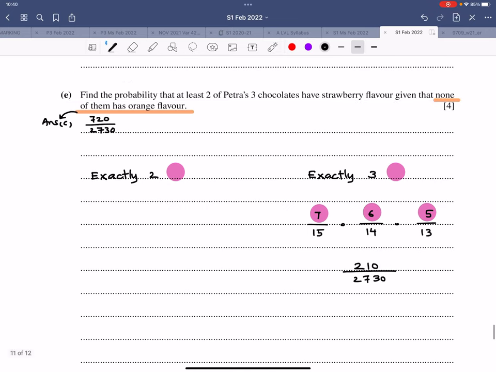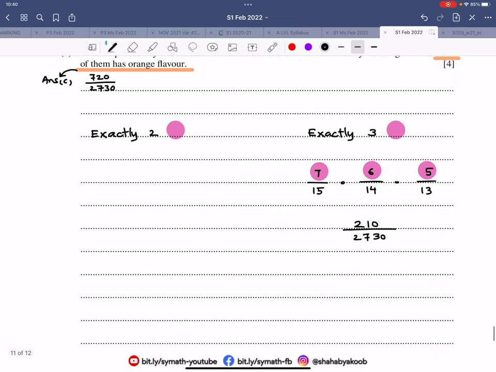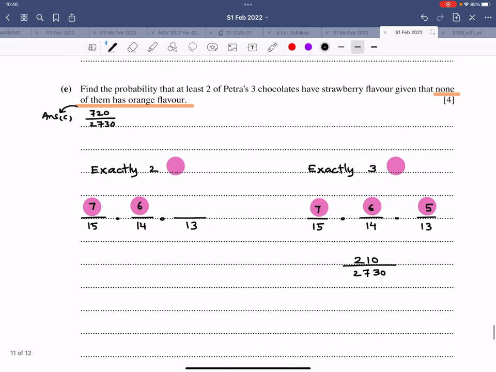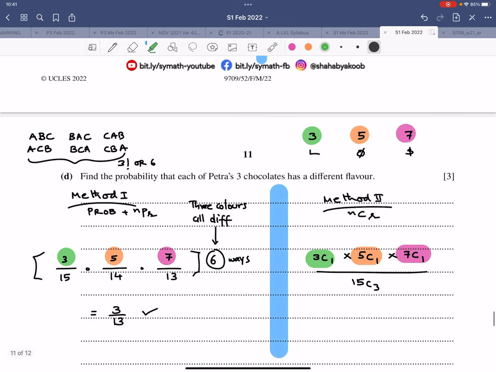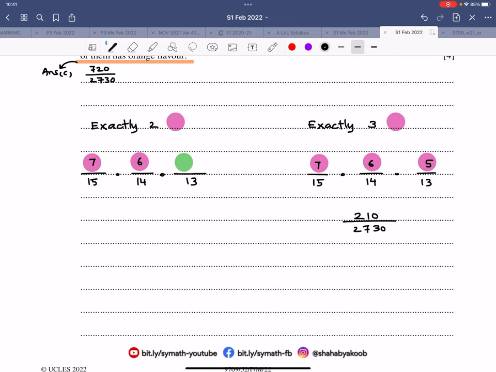Exactly 2 strawberry. So exactly 2 strawberry means, first of all, this is 15, this is 14, and this is 13. Exactly 2 are strawberry, this is strawberry, that is 7, and that is 6. But the last one doesn't have to be orange. That means which flavor will it be? It has to be lemon. So lemon is how much? That is 3. So this is 3. Got the idea? But one more thing is left. That is multiplication by what? So now you have to arrange it by 3.